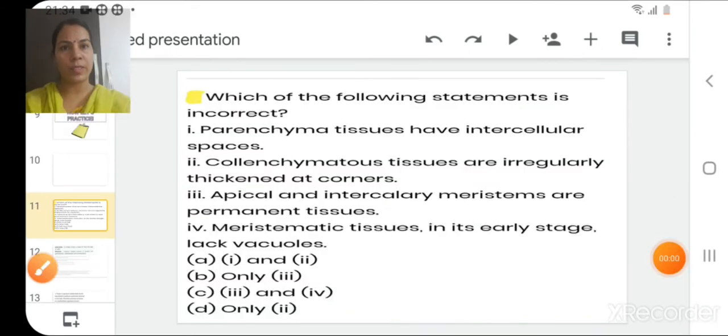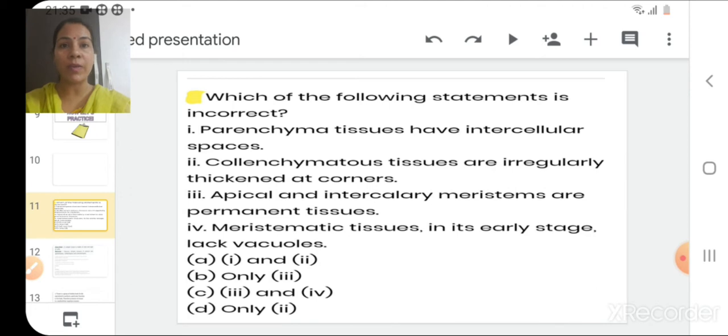MCQs. There is a first question, children, that is, which of the following statements is incorrect? It is important to note here we are asking about the incorrect option. The options are: parenchyma tissue has intercellular spaces, collenchymatous tissue is irregularly thickened at corners, apical and intercalary meristem are permanent tissues. Then the last option is meristematic tissue in its early stage lacks vacuole.